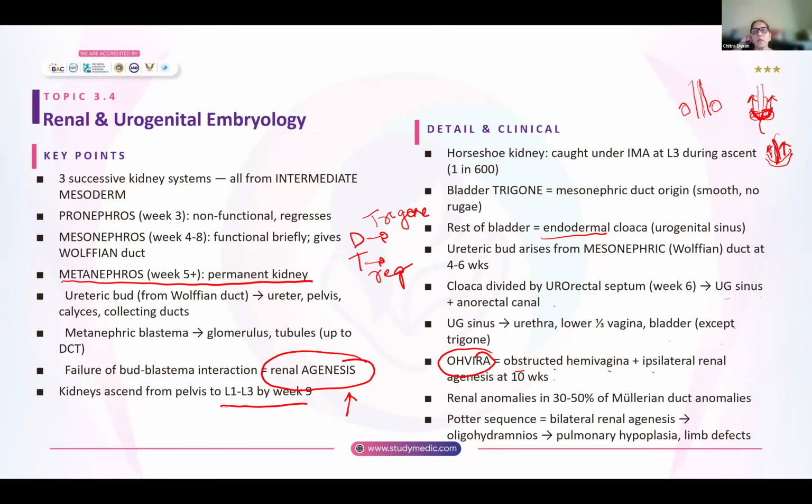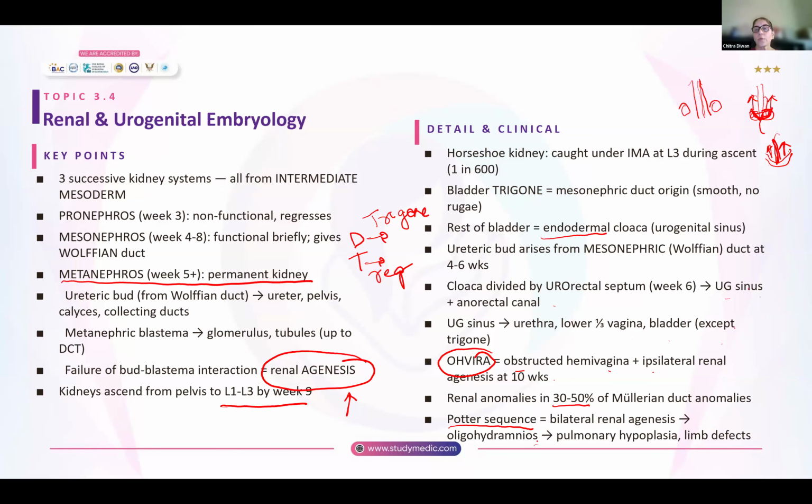Renal anomalies are usually seen in about 30 to 50% of Mullerian duct anomalies. We saw that there is something called renal agenesis, where the kidneys fail to develop. That is called Potter syndrome or Potter sequence. Kidneys are one of the important sources of formation of amniotic fluid. So if the kidneys are not developed, you will not get any amniotic fluid, and that leads to oligohydramnios.